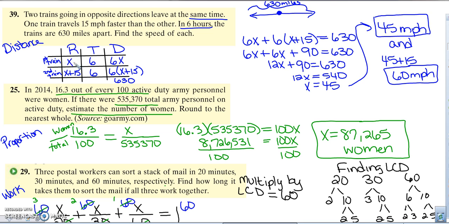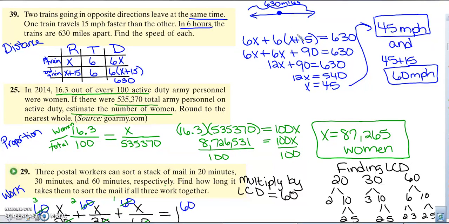We don't know the distance of either one, but if we label one of them x, the other could be x plus 15. They do tell us the time that they traveled was 6 hours, so that's the same for both. So since we have something for rate and time, we can go ahead now and multiply those together to get distance of the first train and distance of the second train, multiplying straight across. The total distance between them is 630. So now our final column gives us our equation once again. We're going to have the distance of the first train, 6x, plus the distance of the second one should equal the total distance between them of 630.